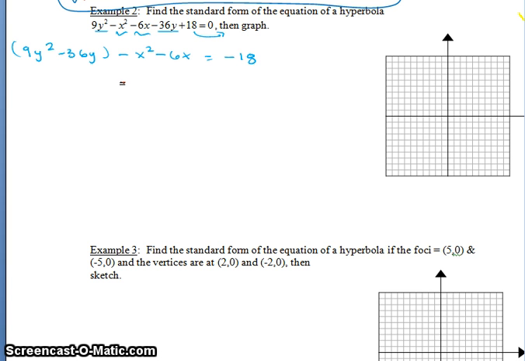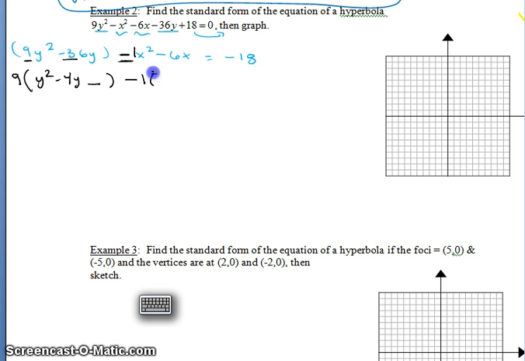To complete the square, you have to remember that you cannot have a coefficient. So I have a coefficient of 9 for my y's, and a coefficient of minus 1 for my x's. I'm going to factor that out of the grouped terms. So I have 9 times y squared minus 4y, leave some space. I'm going to pull out a minus 1, so I have x squared, and when I pull minus 1 out of minus 6x, you get plus 6x. Leave some space, equals minus 18.